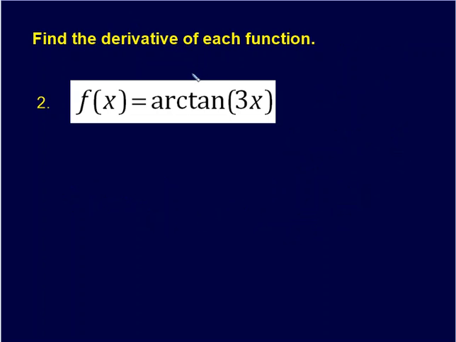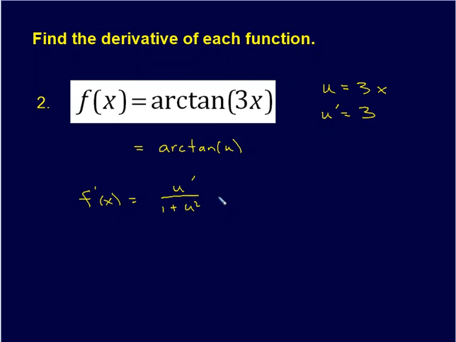Our other example here will be an inverse tangent function. It's not inverse tangent of x though, it's inverse tangent of 3x. And so we'll use the chain rule and let u equal 3x. And at the same time, we'll just make a note that u prime, the derivative of that, will be 3. And so this is going to be really thought of as the arctangent or inverse tangent of u. And so then our derivative will follow the template that we learned earlier, u prime over 1 plus u squared. And we're just going to fill this in.